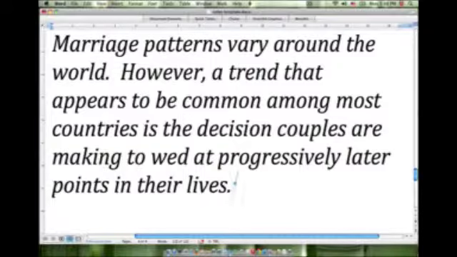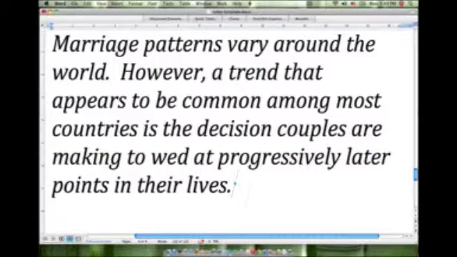Okay, so marriage patterns vary around the world. Very broad sentence in the beginning. However, a trend that appears to be common among most countries is the decision couples are making to wed at progressively later points in their lives. So now we've started to bring in the topic of marrying early versus marrying late. So we can see that this is starting to become more narrow. Now that we get to our thesis, we're going to answer the question directly.